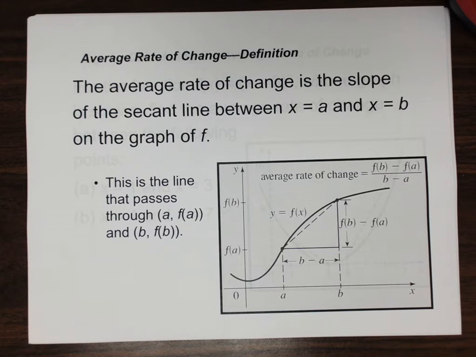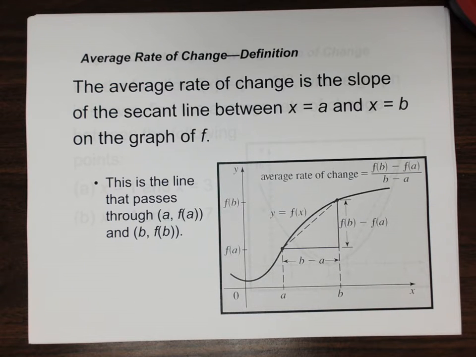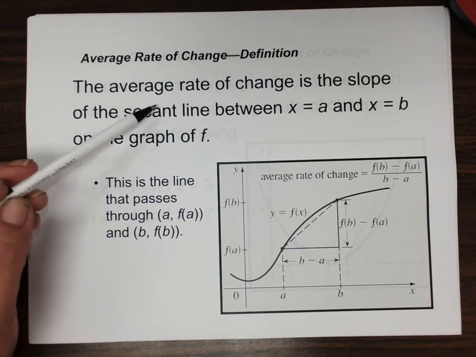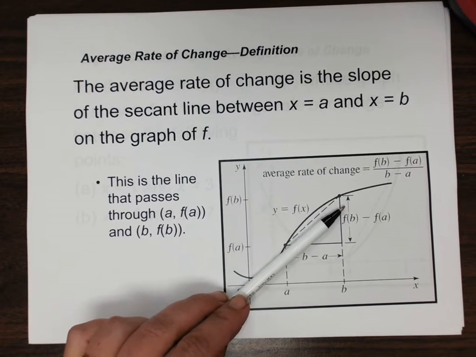The average rate of change is the slope of what we call a secant line between x equals a and x equals b of this graph of the function f. We call it a secant line. This word secant comes from the Latin word secare, which means to cut. So if we notice, this is a cutting line, right?